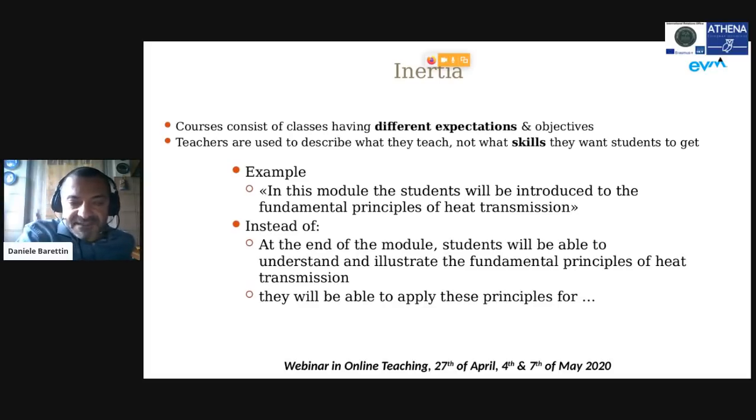So for example, I put some examples. Of course, this came from physics, but this is very generic. In this module, the students will be introduced to the fundamental principles of heat transmission. Okay, and what is this? So they will be able to understand and illustrate the fundamental physics. They will be able to apply this principle for this. Why do I need this? If I'm a student, I have to understand why I need this, what I'm going to do with this, and so on.